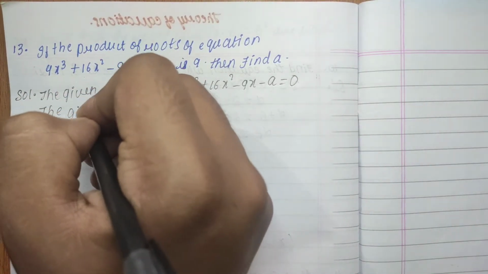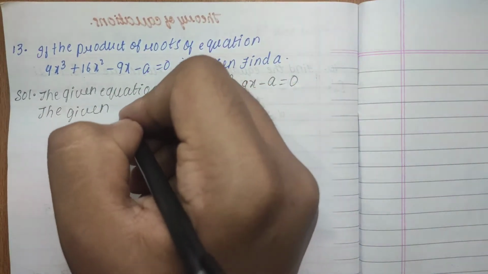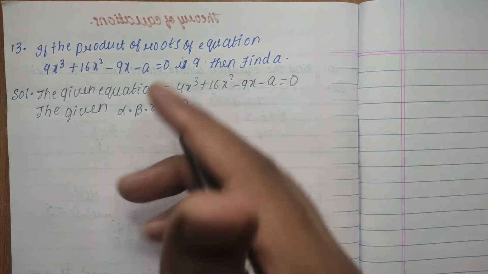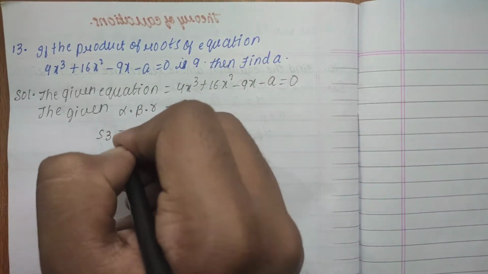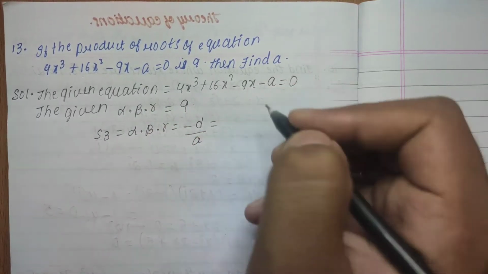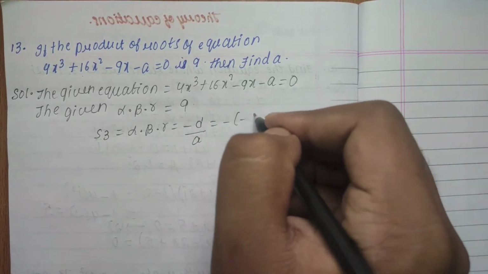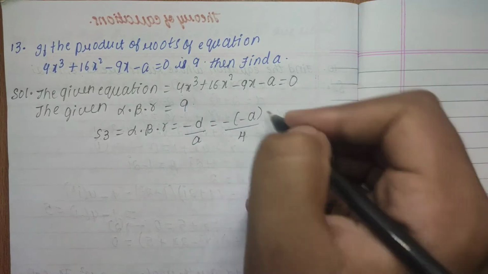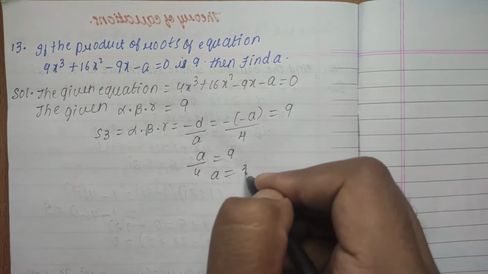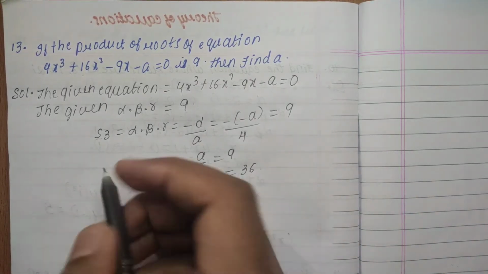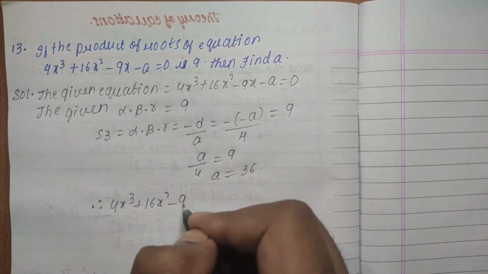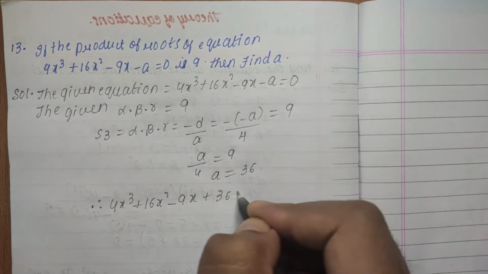The given condition is, let's take alpha, beta, gamma as roots. The product of roots is 9. That is the S3 formula, alpha beta gamma, that is minus d by a. So minus d value is minus of minus a and a value is 4, which equals 9. A by 4 equals 9, A equals 36. So the value of A is 36. So the equation becomes 4x cube plus 16x square minus 9x plus 36 equals 0.